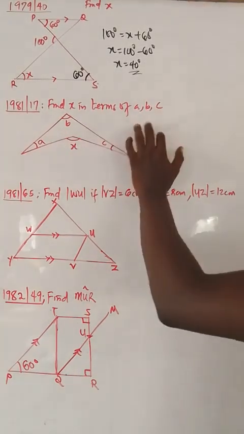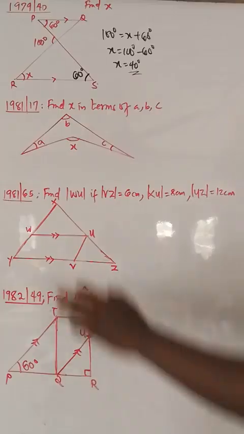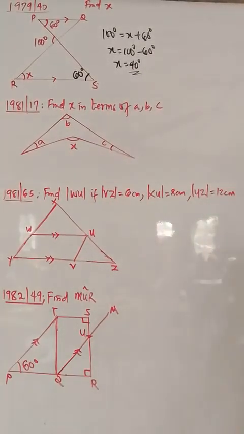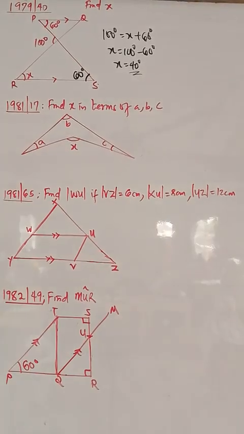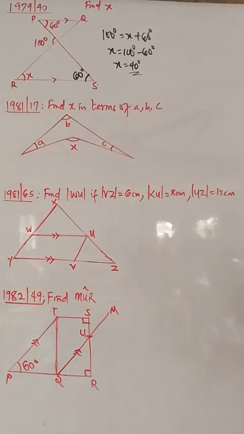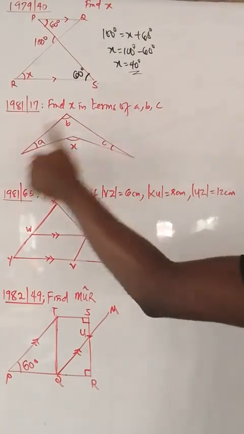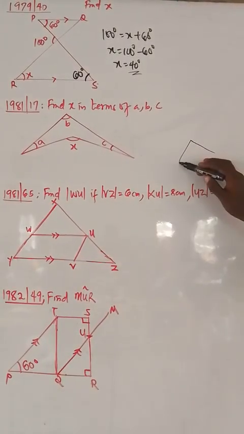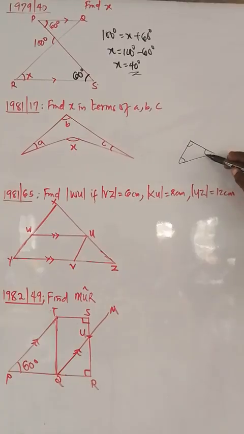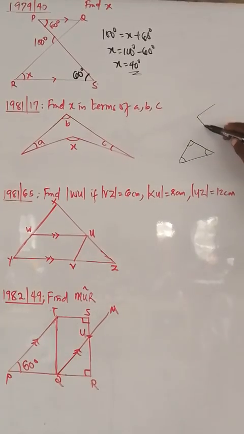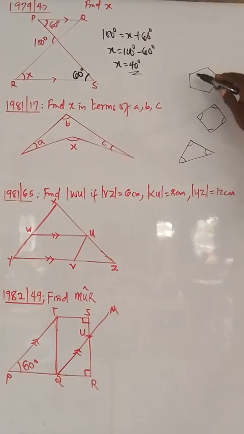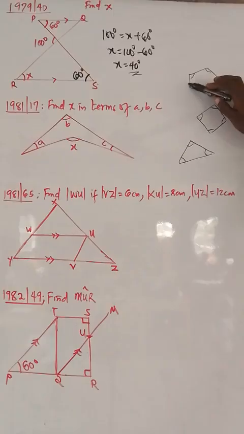For the next shape, find x in terms of a, b, c. When you look at this diagram, it looks like a triangle, but it is not a triangle. It is a quadrilateral. It has 4 sides: 1, 2, 3, 4. For a triangle, if we add all the interior angles, you get 180. For a quadrilateral, you get 360. For a pentagon, you get 540.